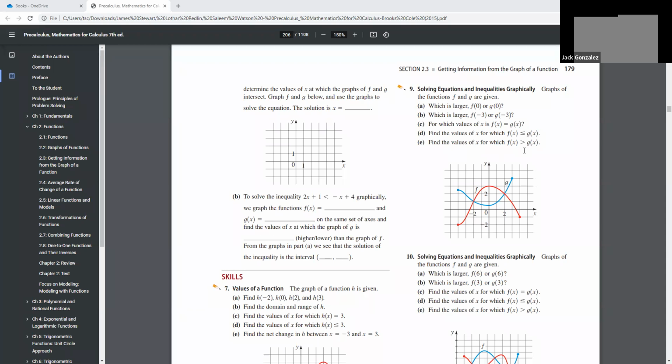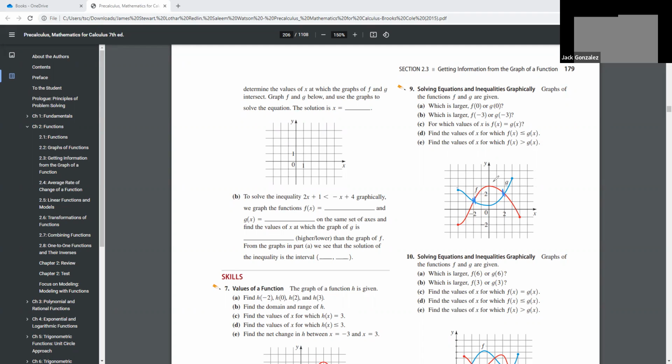Right. So then the next part says, where is it? Doesn't say equal to, but when is the blue above the red, right? When is F greater than G? So from, no, I'm sorry. When is this red greater than blue? So from here to here, right?